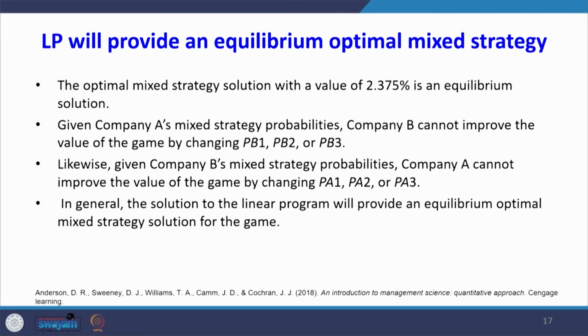So, the optimal mixed strategy solution with the value of 2.375 percent is an equilibrium solution. Given company A's mixed strategy probabilities, company B cannot improve the value of the game by changing PB1, PB2, PB3, we have seen that. Likewise, given company B's mixed strategy probabilities, company A cannot improve the value of the game by changing PA1, PA2 and PA3. In general, the solution to the linear program will provide an equilibrium optimal mixed strategy solution to the game.